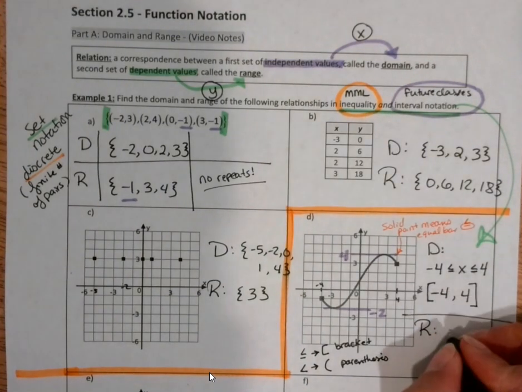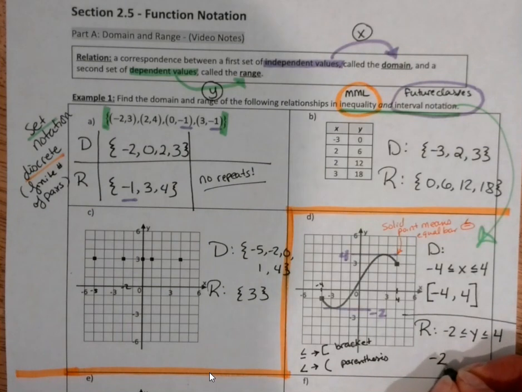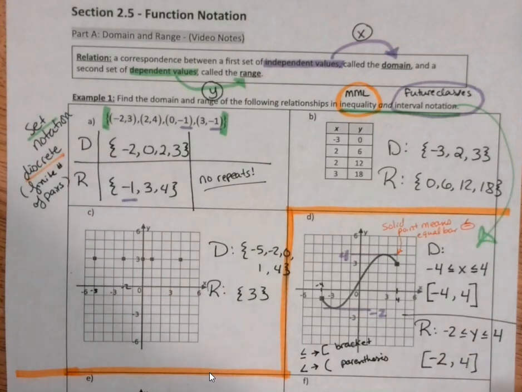So we're going to have -2 is less than or equal to y, because its range is less than or equal to 4. In interval notation, you don't have to write the y. You do bracket -2, 4. Two notations for the same thing there.